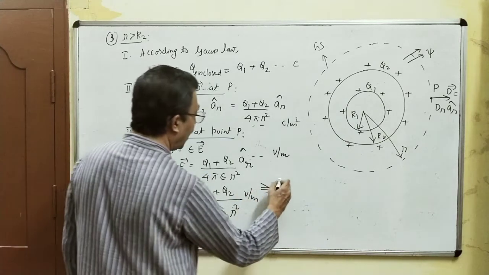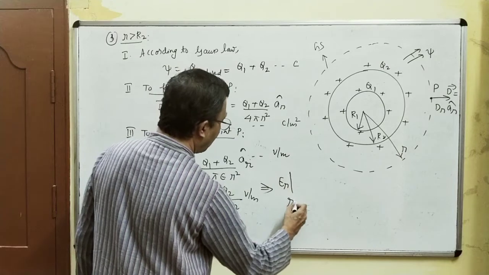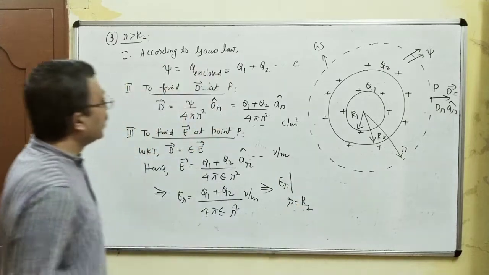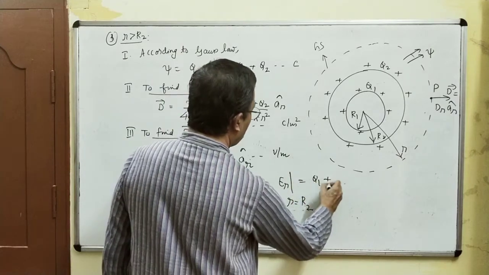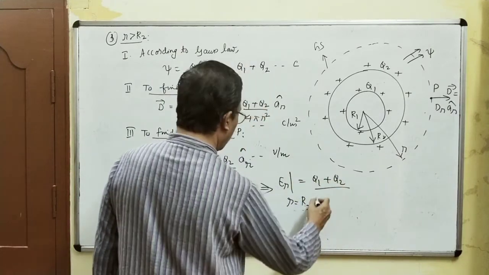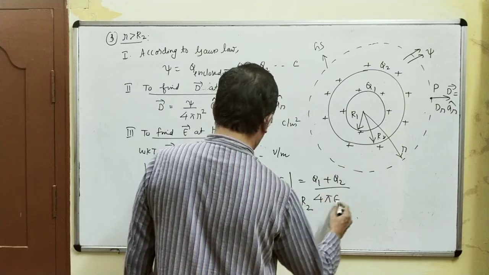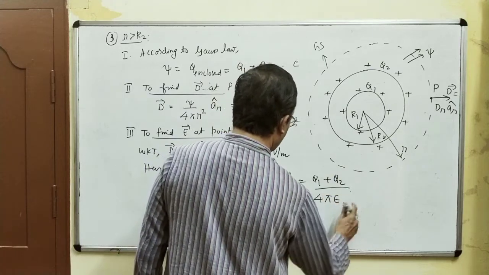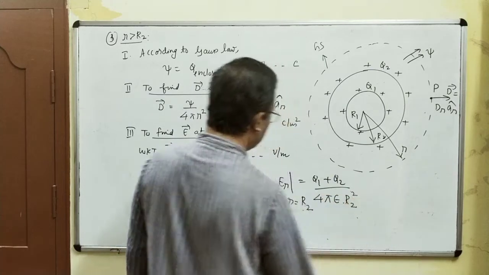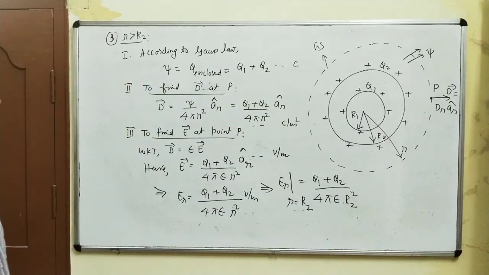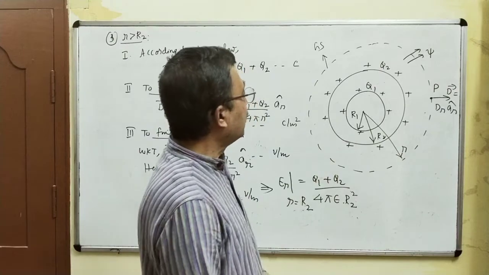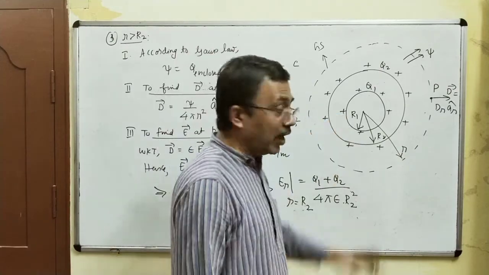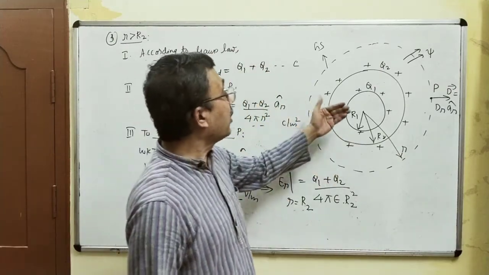This in turn implies E_r at r equal to r2 is (Q1 plus Q2) divided by 4 pi epsilon r2 square. This is how we have found the electric field intensity for r less than r1, for r lying between r1 and r2, and for r greater than r2.